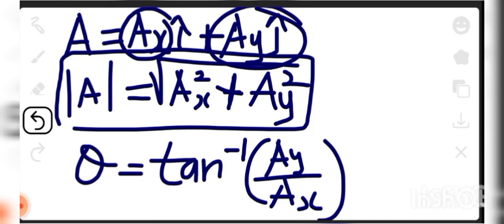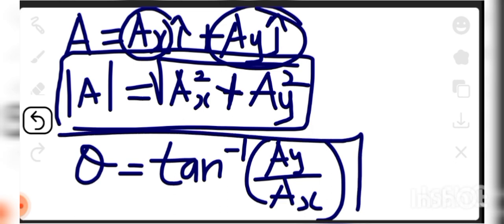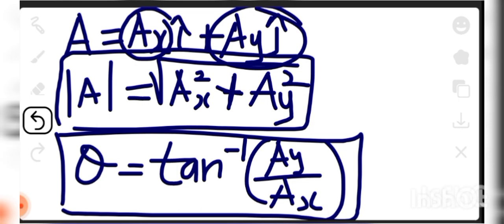If both AX and AY are not positive, we'll use other means to get the direction. But this formula will still show up in all. Let me just give you a clue before we move forward. Look at what I'm trying to say. Remember, this is the vector A, which has theta here.